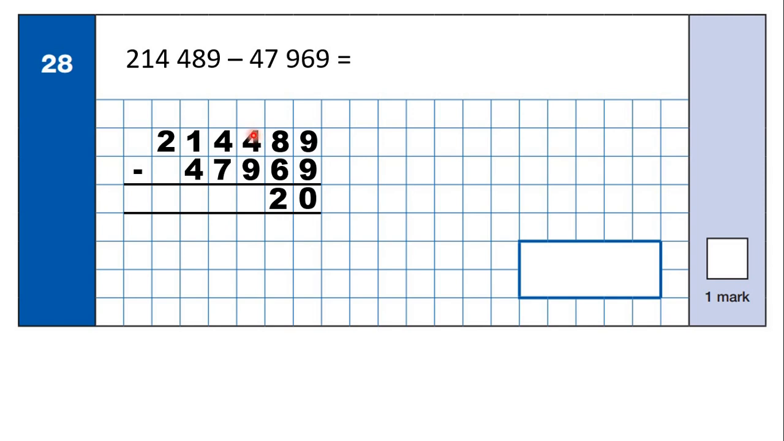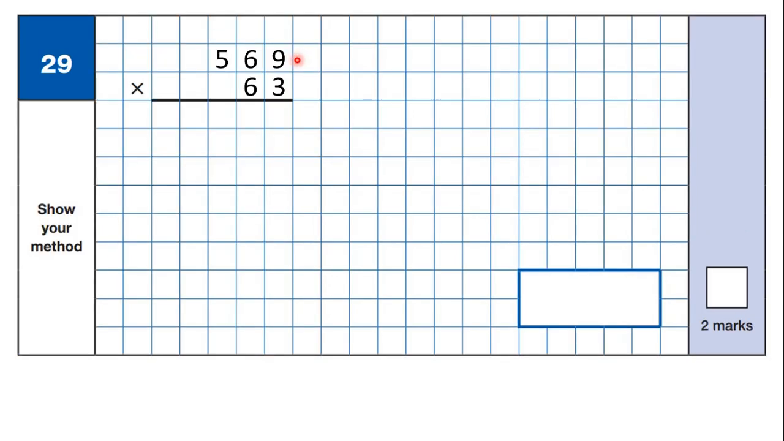9 is larger than 4, so we can't do 4 minus 9, which means we go to the left, 1 less, 1 in front. 14 minus 9 is 5, we can't do 3 minus 7, so go to the left, 1 less, 1 in front. 13 minus 7 is 6, and 20 minus 4 is 16. So our answer is 166,520.